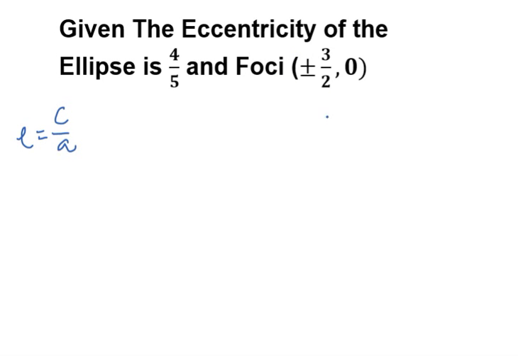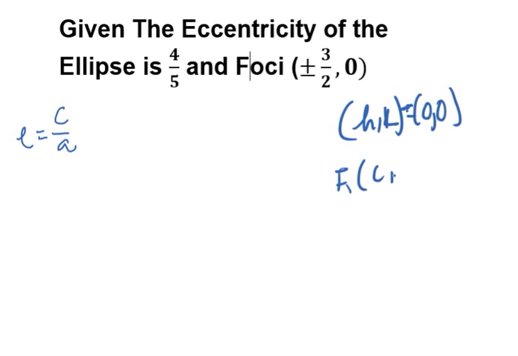We know that the foci, especially since this is at center 0, 0, so let's write that here, may be helpful to us later, is equal to 0, 0. Okay? So since we know that the formula for the foci is just plus or minus C, 0, of course, we know that's true. So that must mean that 3 halves is equal to C.